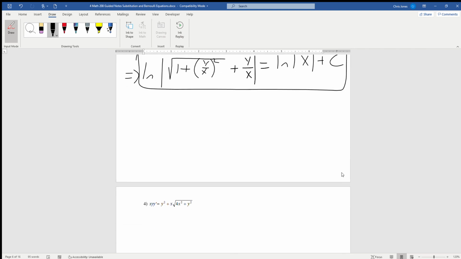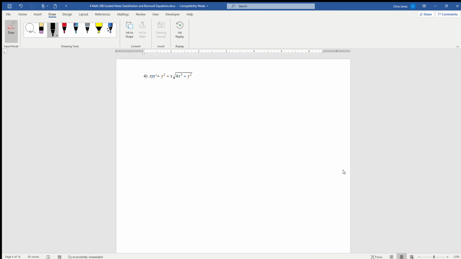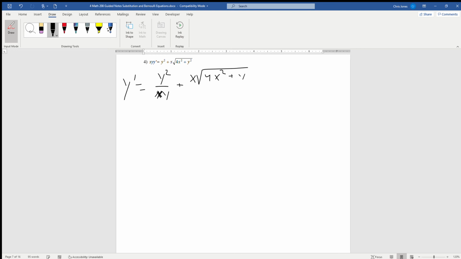All right, a second example of using that technique. All right, and this one's actually a little bit easier than the previous. So we have xy y prime equals y squared plus x square root of 4x squared plus y squared. The algebra is a little more intensive, but the calculus is easier. As we did before, we're going to start by dividing by xy. So we get y squared over xy plus x square root 4x squared plus y squared divided by xy.